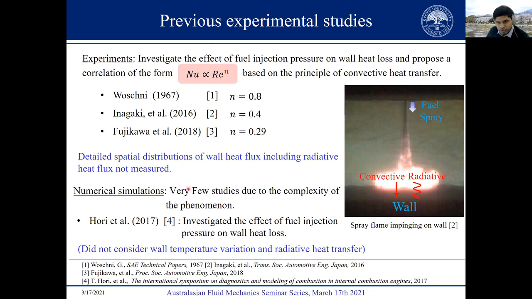One way is to use numerical simulations. But the problem is that simulating these wall impinging spray flames is a complex phenomenon, so there aren't many studies out there right now. There are a few, but they might have neglected some physics. One example is the work by Hori et al., who recently investigated the effect of fuel injection pressure on wall heat loss. But in those simulations, they did not take into account the changes in the wall temperature due to heat transfer from the flame, nor did they consider the effect of radiative heat transfer.